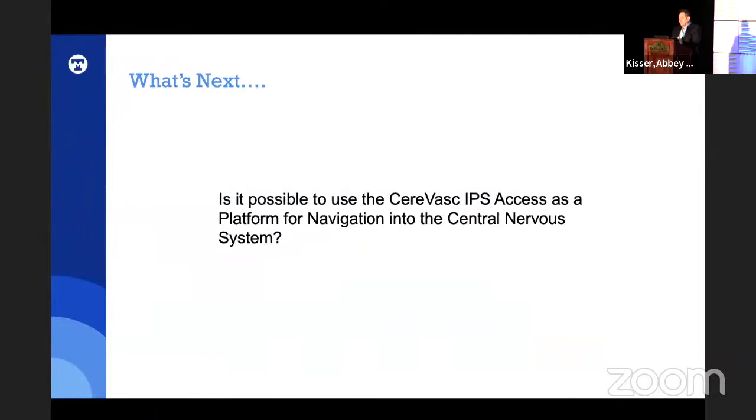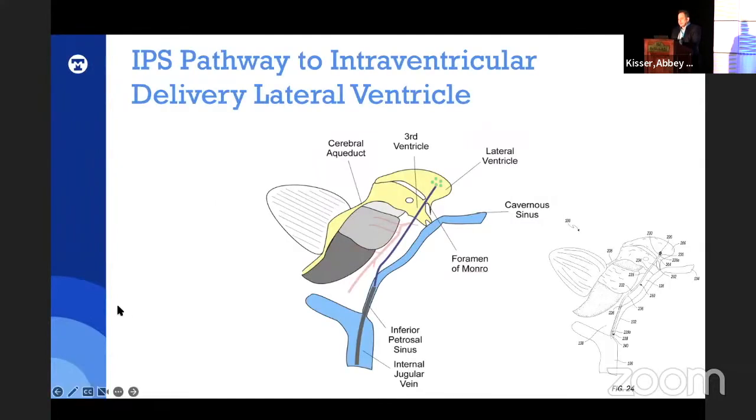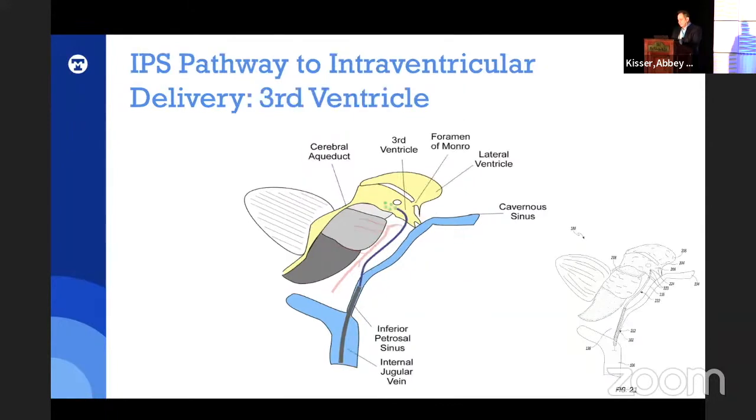So what's next? It is also possible to use this approach for going further as the imaging that you saw with the high frequency OCT becomes possible. You can envision using the IPS access to navigate through the subarachnoid space and then potentially reach the third ventricle or the lateral ventricle for drug delivery, or potentially even for treatment of obstructive hydrocephalus if we can achieve that safely, potentially with a small balloon, effectively performing a third ventricular ETV from below. And that's where we are, and some thoughts about the future when it comes to using this platform for drug delivery.